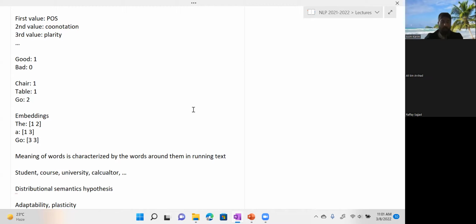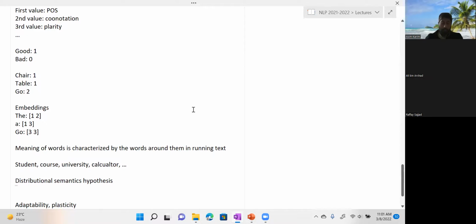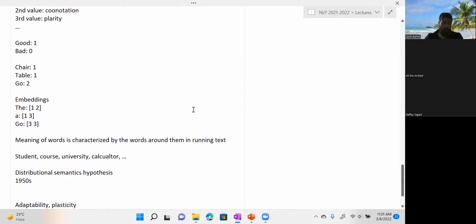So this is known as distributional semantics. Of course, this idea was known for a long time. I think it was first popularly identified in the 1950s. But I think in the 2000s, this idea really came into being from a computer science perspective. So now distributional semantics is fundamental to almost all NLP tasks.